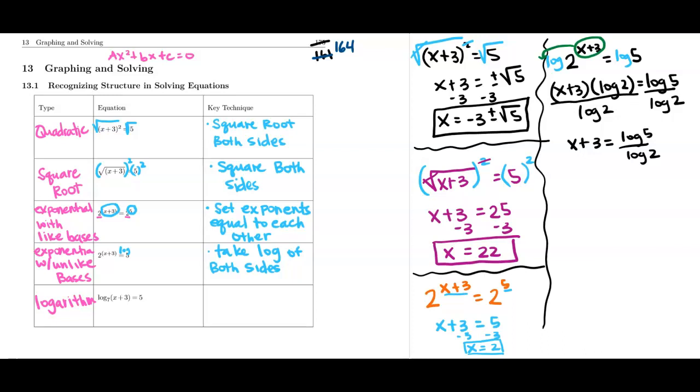And then to get x by itself now, right, I'm going to need to subtract that 3 over. So I'm going to take my log of 5 divided by log of 2 and subtract my 3. Right. And again, I'm going to round it to the nearest tenth. So that's going to give me negative 0.7. That's what I come up with there.